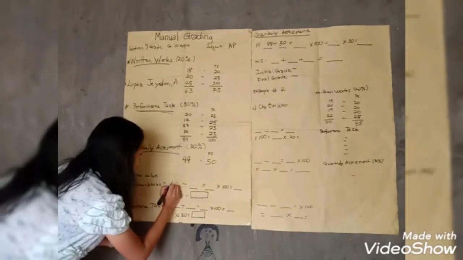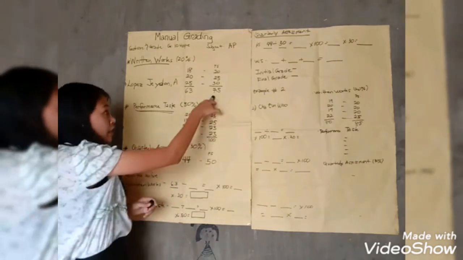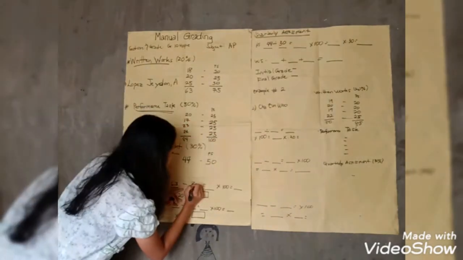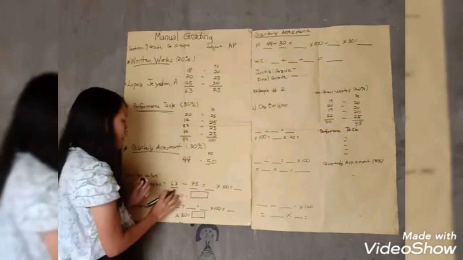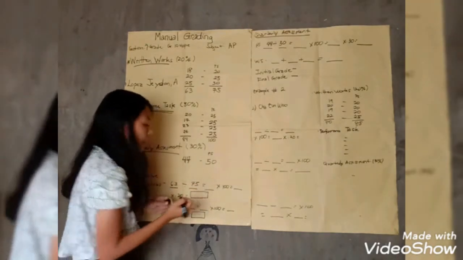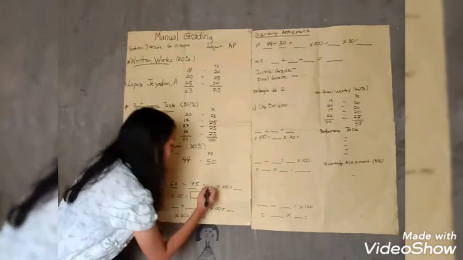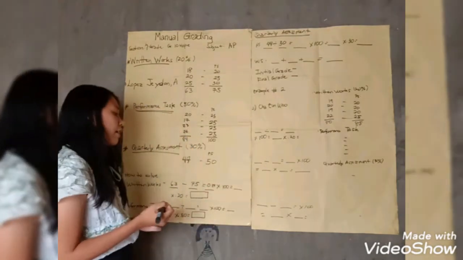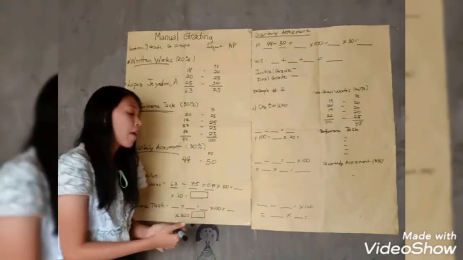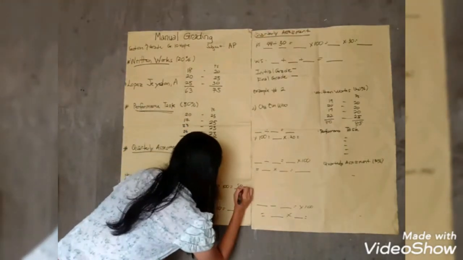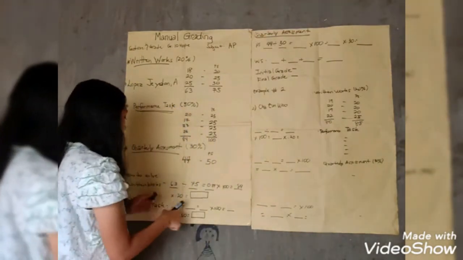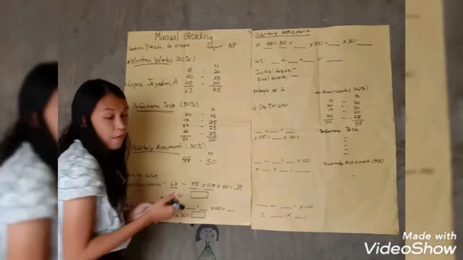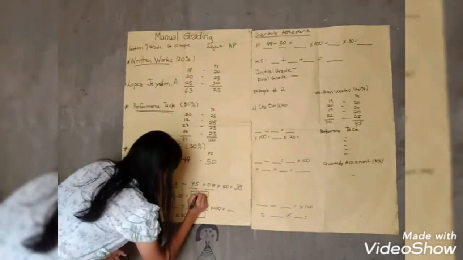63 divided by the highest possible score, which is 75. So 63 divided by 75 equals 0.84. And multiplied by 100 equals 84. And times 0.20 equals 16.8.